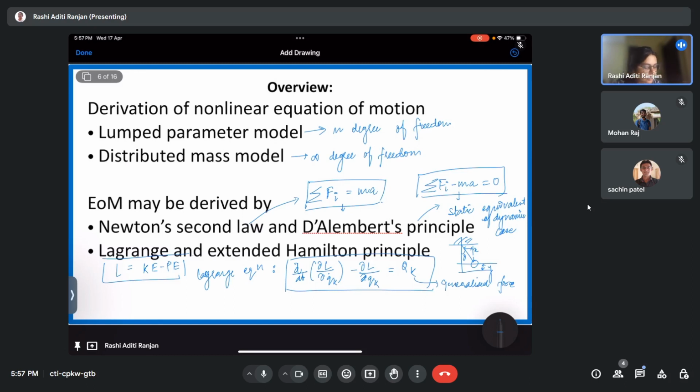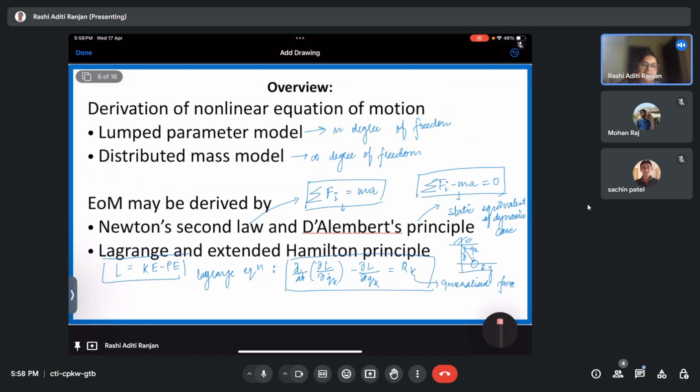Then similarly for extended Hamilton's principle, what is it? It is used for the non-conservative system, right? In case of a conservative system, I'll have a kinetic energy and a potential energy, and they are going to have some interchange in between, but the total energy is always going to be the same because it's a conservative system. While in case of a non-conservative system, that is not the case. Because of the presence of damping or friction, some energy will be lost, right?